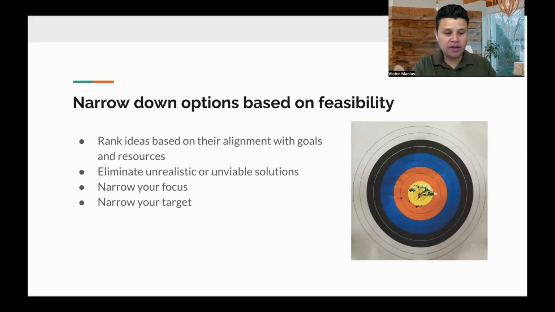Then you go through here is you narrow your focus, you narrow your target, and you eliminate anything that's unrealistic or unviable. Now, as an entrepreneur, we're very optimistic. So I'm not going to be the one here to tell you what is realistic and what is not. That is for you to determine. But by looking at your ideas and seeing them side by side will give you an idea of which one you are more likely to succeed at, and makes this process much more effective.